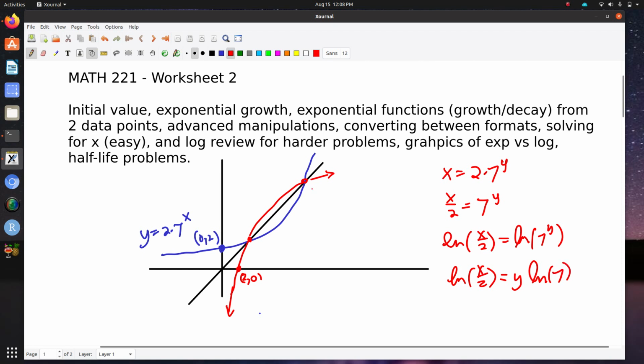So y here, which is f inverse, equals natural log of x over 2 divided by natural log of 7. Which brings us to another important point. This is actually equivalent to saying y is equal to log base 7 of x over 2. Those are two equivalent ways of saying the same thing.